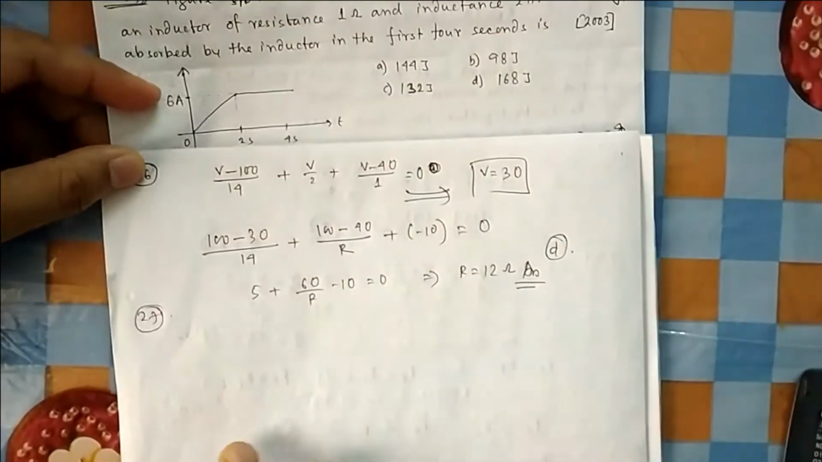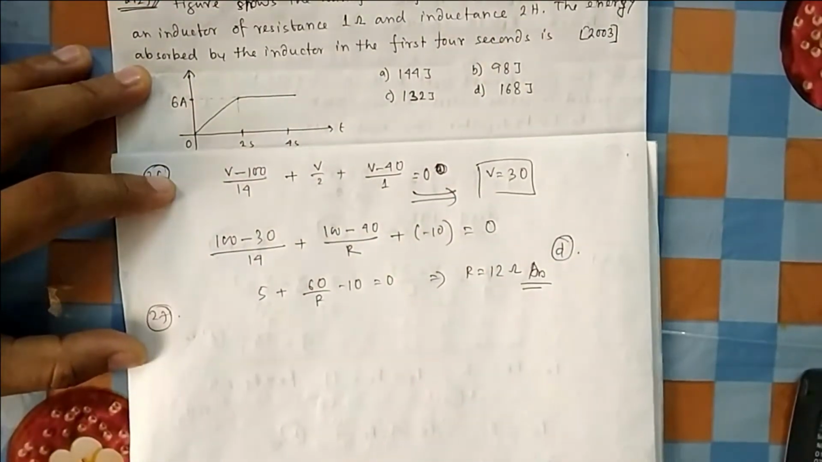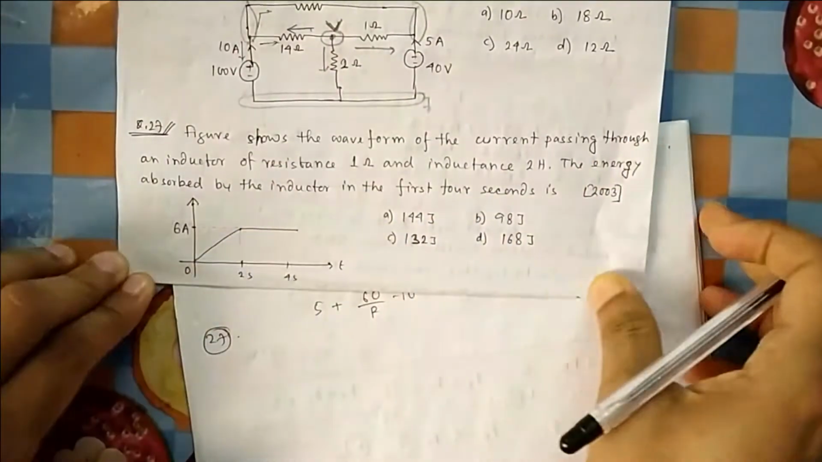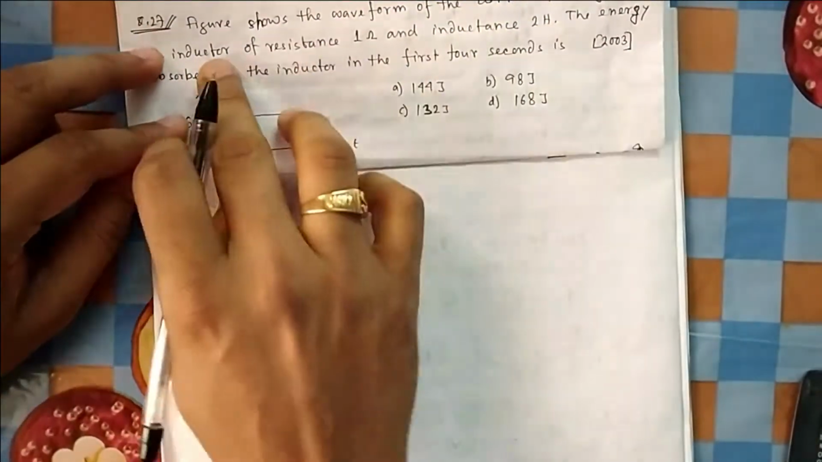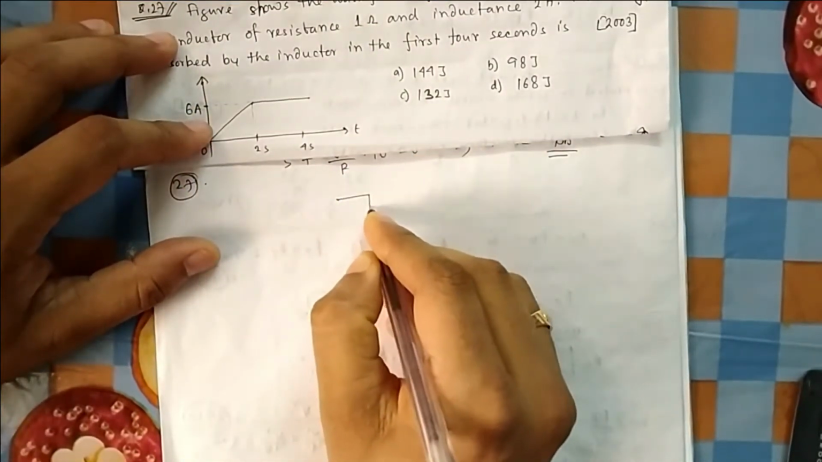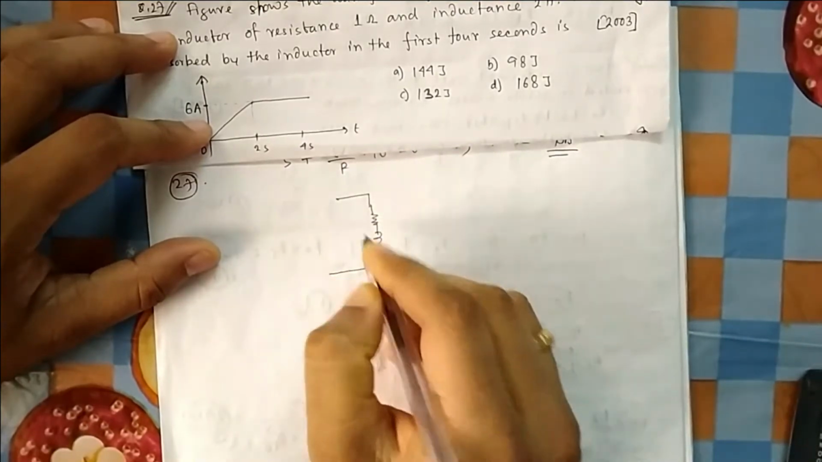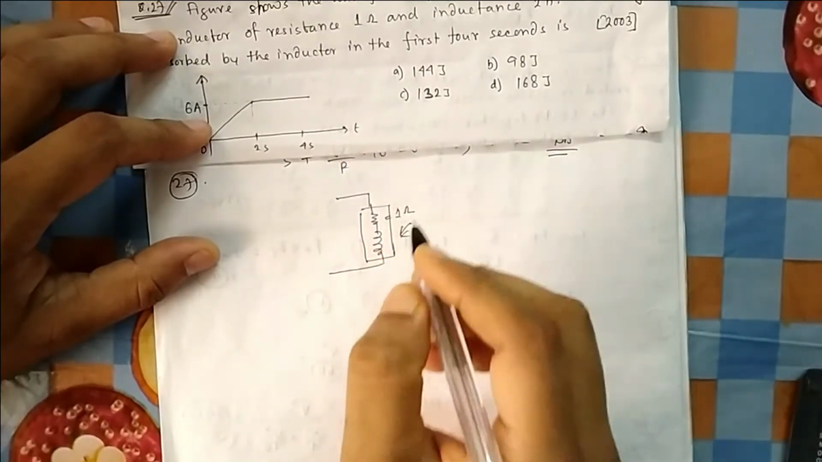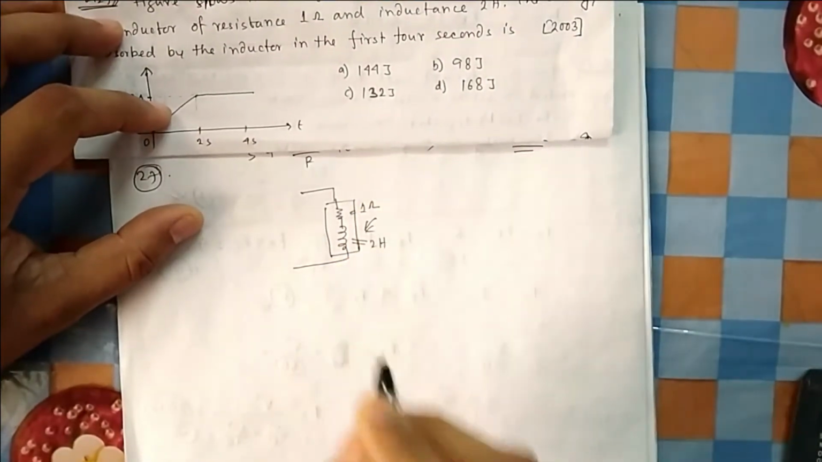The figure shows the waveform of the current passing through an inductor of resistance 1 ohm and inductance 2 Henry. Find the energy absorbed by the inductor in the first 4 seconds. The inductor itself is not an ideal inductor, because the inductor itself has a resistance. So if I consider this is my inductor, there is the internal resistance of the inductor, then the inductance. So this total is my inductor as per their given data. A pure inductor should not have resistance, but as it is not a pure inductance, these are given to us.